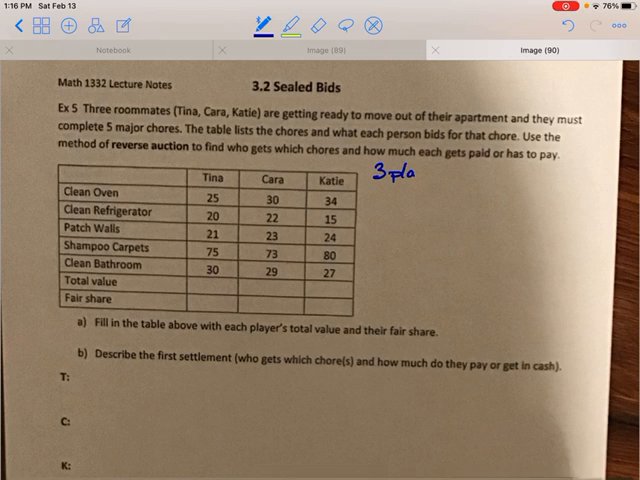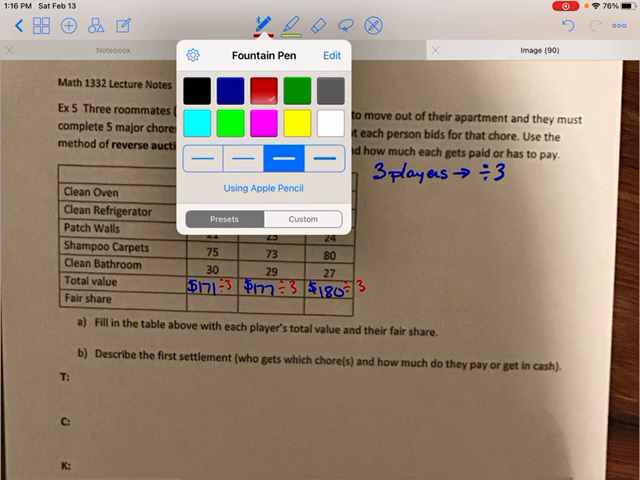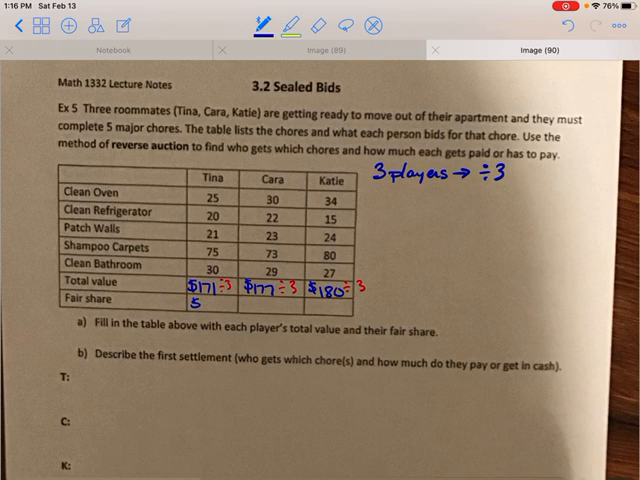So remember, there are 3 players, so we are going to divide by 3. If you add up all of Tina's bids, it's 171. Kara's is 177. And Katie's is 180. To calculate fair share, we divide by 3. So Tina's fair share is 57. Kara's is 59. And Katie's is 60.